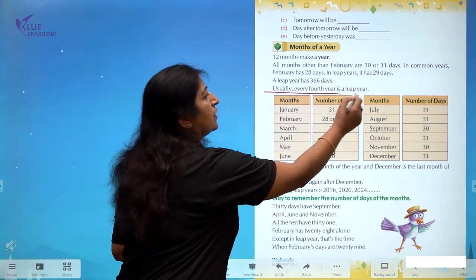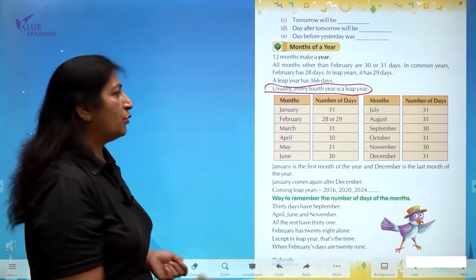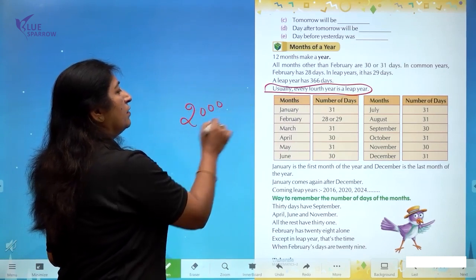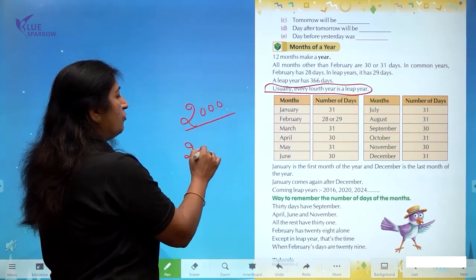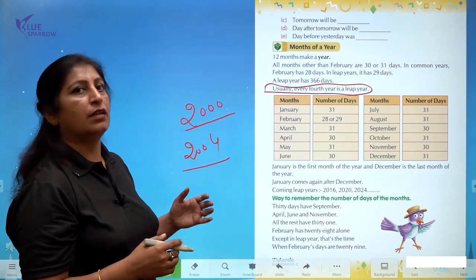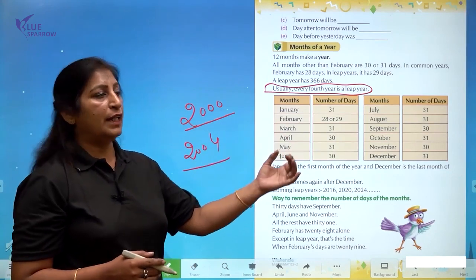Usually every fourth year is a leap year. Suppose 2000 is the leap year, then 2004 would be the leap year, then 2008 and so on. These would be the leap years. Every fourth year is the leap year.